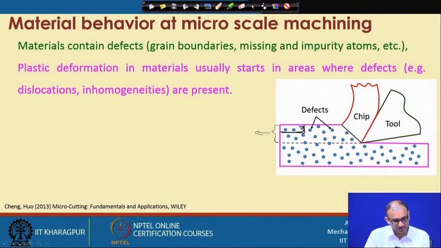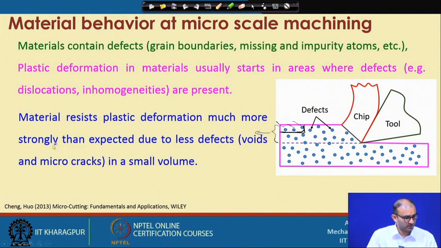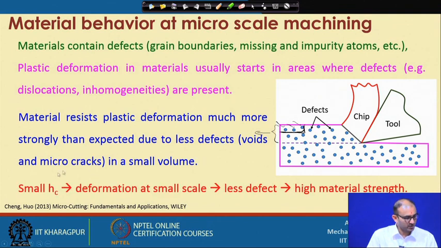And that is the reason the number of defects will be very less, and that creates a problem in machining. So you need a very high amount of force, and we have seen the material resists plastic deformation much more strongly than expected due to fewer defects. What is happening because of that? We are working with a very small value of the uncut chip thickness, that is hc here.